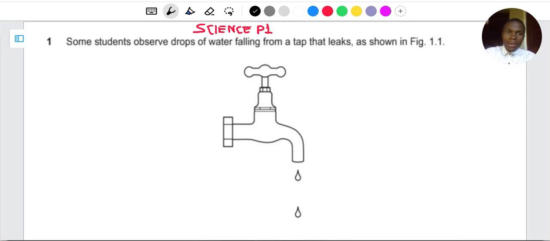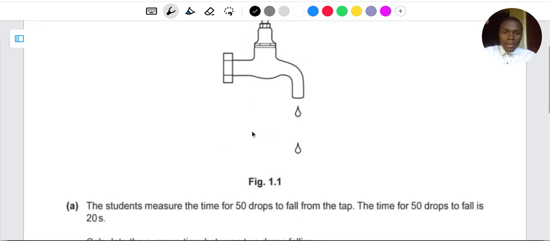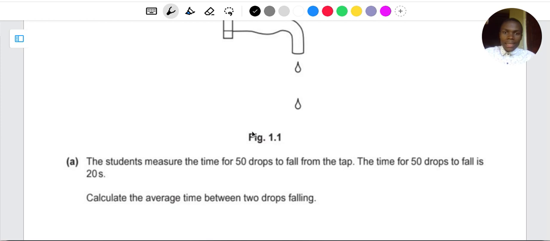I just have one question, which is an interesting part for the exam sake. The question is saying some students observe drops of water falling from a tap that leaks, as shown in figure 1.1. So we have a tap here which is showing water leaking from the tap. The students measure the time for 50 drops to fall from the tap. Then the time for 50 drops to fall is 20 seconds.